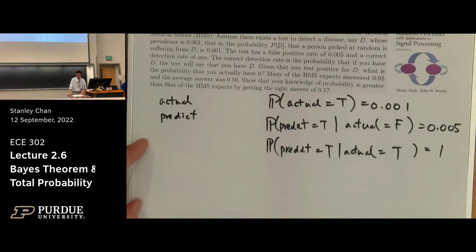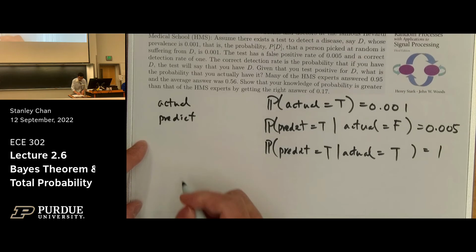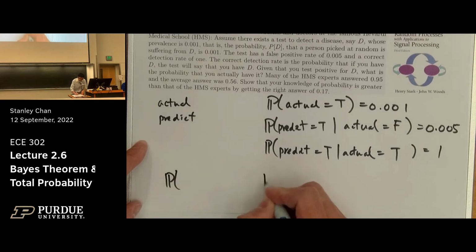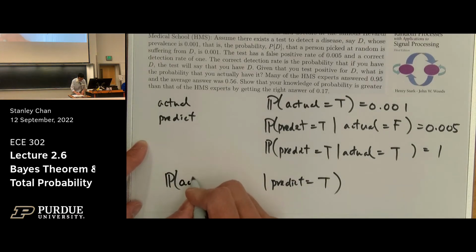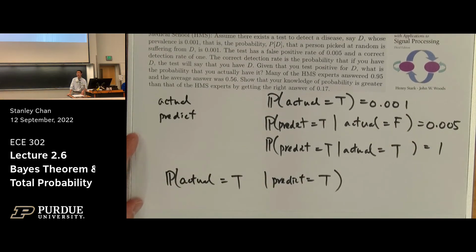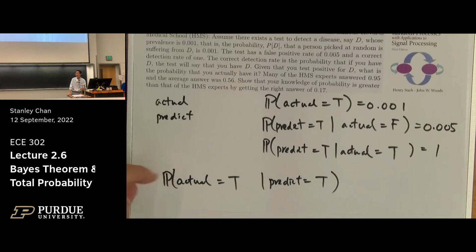So what am I asking? I am asking, suppose that you get a prediction being true, what is the probability that you indeed have the disease? See, I'm not asking these two probabilities. I'm flipping things around. Now, when you get to this stage, the problem is solved. Why? Well, you have all the formulas ready.